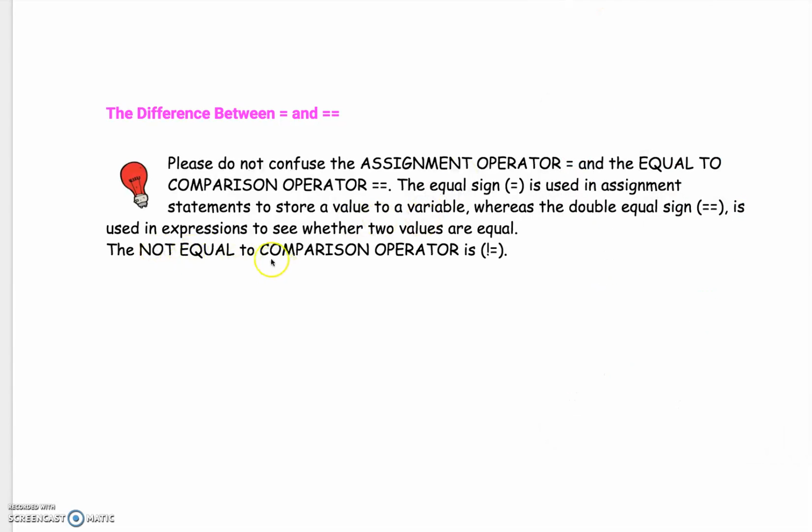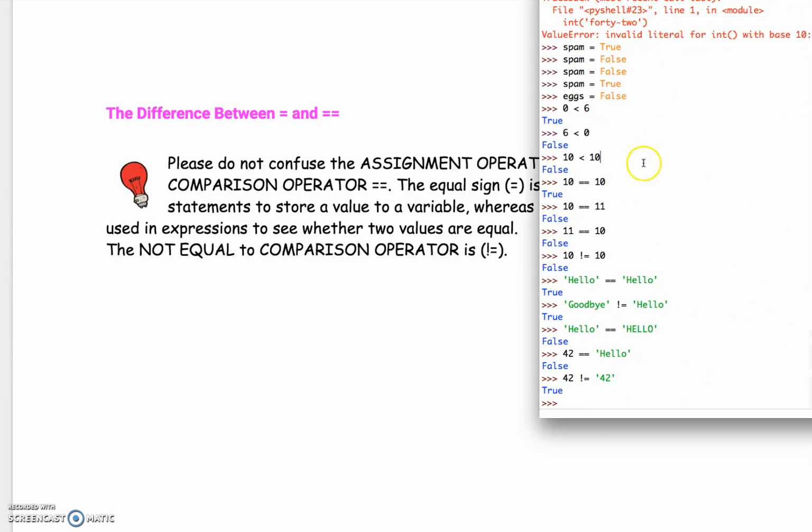Now, the not equal to comparison operator is represented by an exclamation mark and 1 equal sign. So if we have a look at an example here, what we're saying is number 10 is not equal to number 10, and we would get a false Boolean value returning.